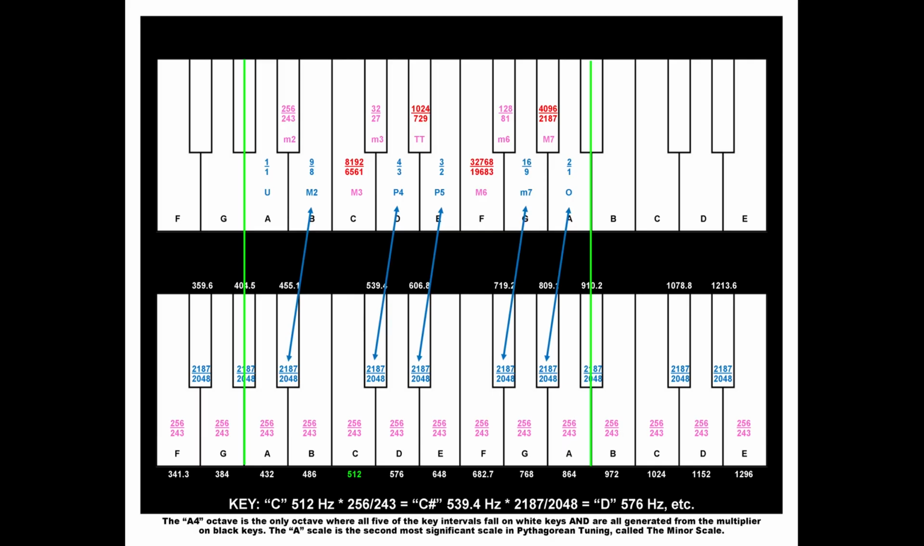And then conversely, the A4 octave is the only octave where all 5 of the key intervals fall on white keys and are all generated from the multiplier on a black key. The A scale is the second most significant scale in Pythagorean tuning, called the minor scale. All right, so here's the minor scale. It actually has something significant about it, which is this pattern here.